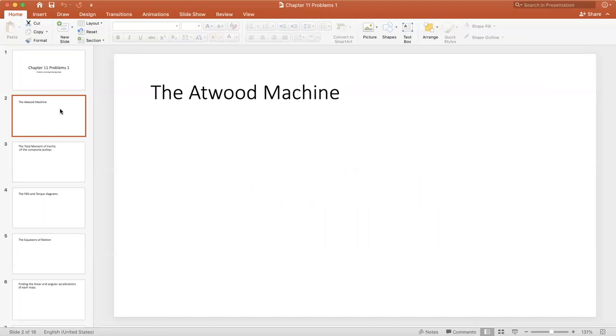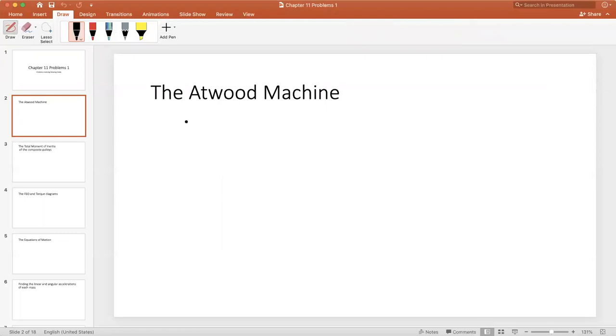The first problem is the Atwood machine with rotating pulleys that have mass. And I'm gonna do this two ways. The first way I'm gonna do it is with torque, the second way with energy. But in this particular problem, we have a composite pulley system, meaning we have two pulleys that are welded together, one larger than the other.